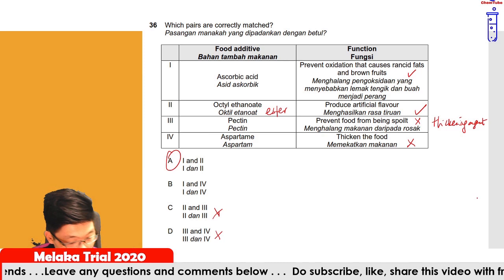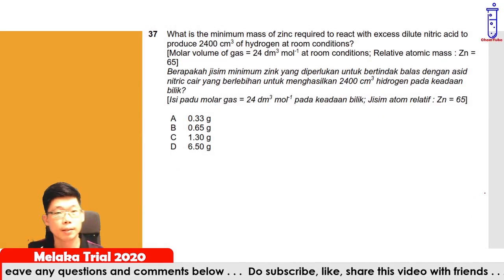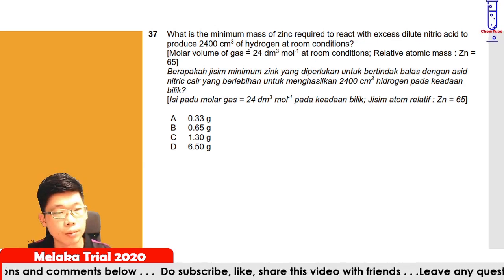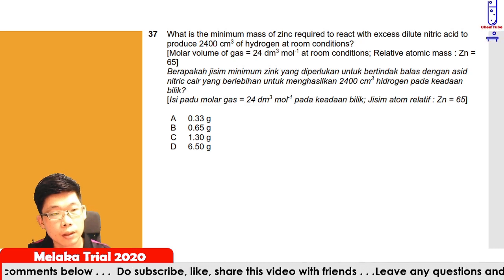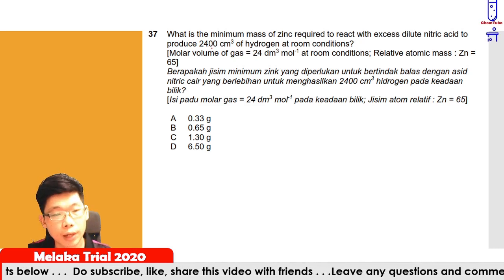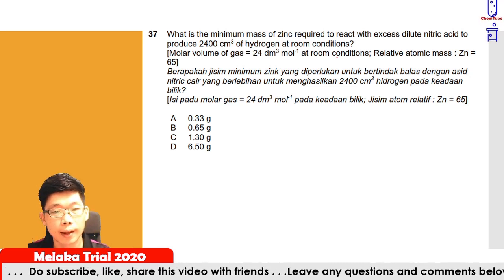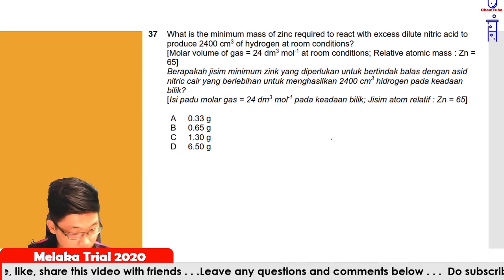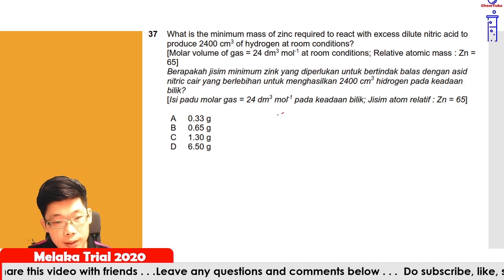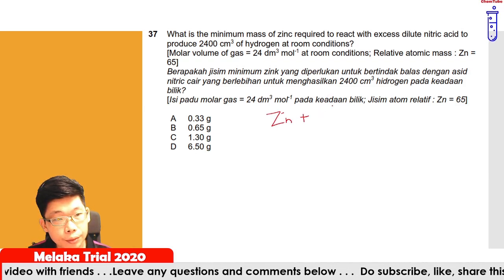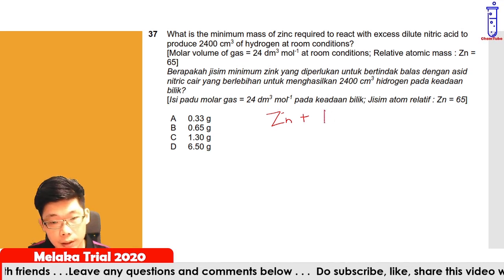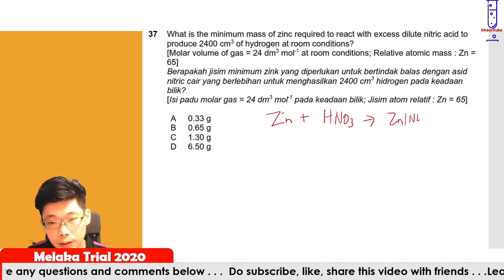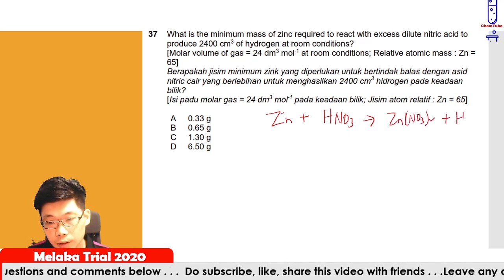36A. Okay, 37. What is the minimum mass of the zinc required to react with excess nitric acid to produce 2400 cubic centimeter of hydrogen at room condition? So, okay, first we need to calculate. We write out the equation. Zinc reacts with nitric acid to produce zinc nitrate and then the hydrogen gas.